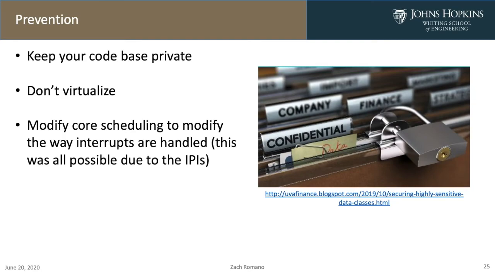Another suggestion is to not virtualize. So if you're never on the same physical machine as someone else, you could never have this problem. So maybe you use a private cloud and ensure you have your own dedicated physical machine. And finally, you can modify core scheduling to how it handles these interprocessor interrupts. So make sure that the attacker can't alternate execution as easily as was shown here. And actually, the Xen scheduler has been updated since the publication of this paper to try to reduce the ability for an attacker to do this.